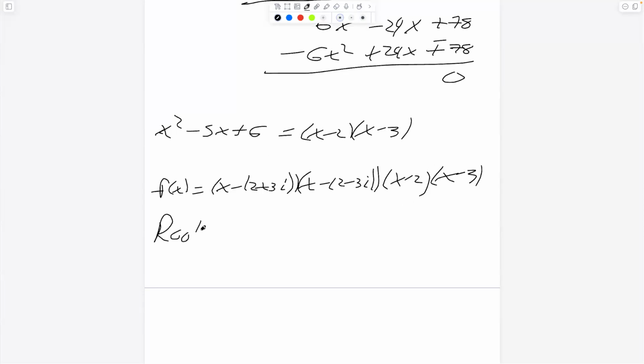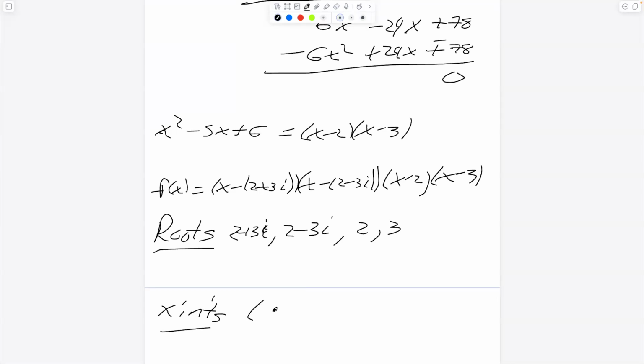And then my roots, also known as zeros, are 2 plus 3i, 2 minus 3i. Complex roots will always come as complex conjugate pairs, 2 and 3. My x-intercepts. X-intercepts never correspond with complex roots. These won't give me x-intercepts. These will. Remember, intercepts are points, not numbers. 2, 0, 3, 0.